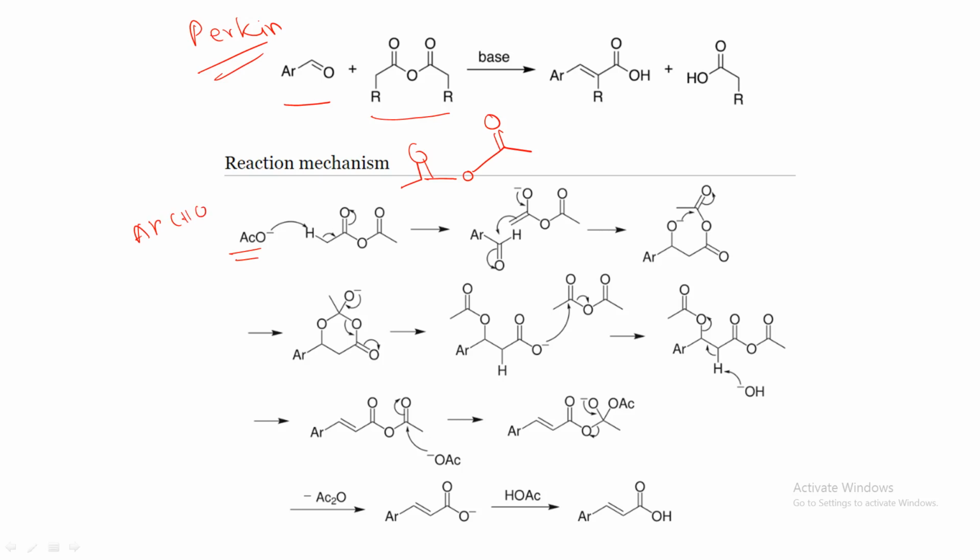Now let's move forward. So at first the base can abstract a proton over here, as these are acidic protons and both are also symmetric. So no problem, from any side you can abstract a proton and make the enolate. Now you can see the enolate is generated, and the enolate is approaching the electrophilic center of the aldehyde molecule and making this CC bond.